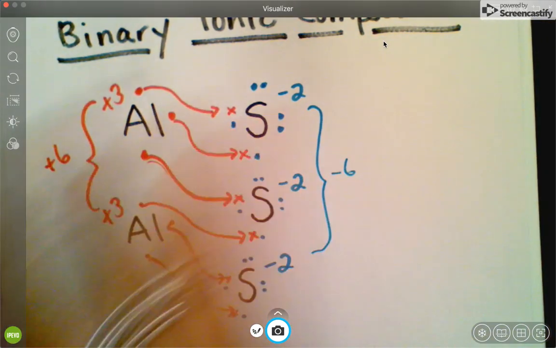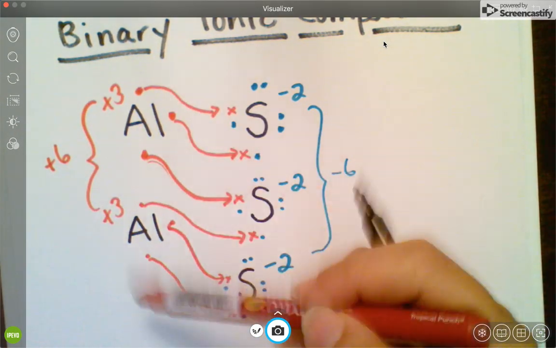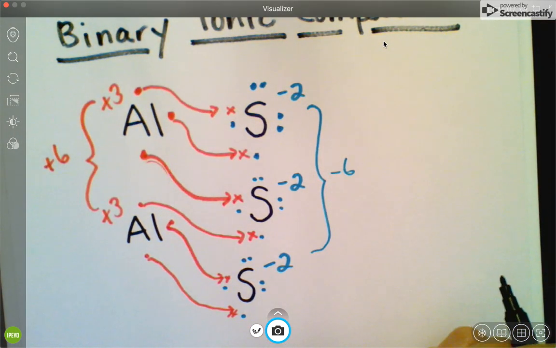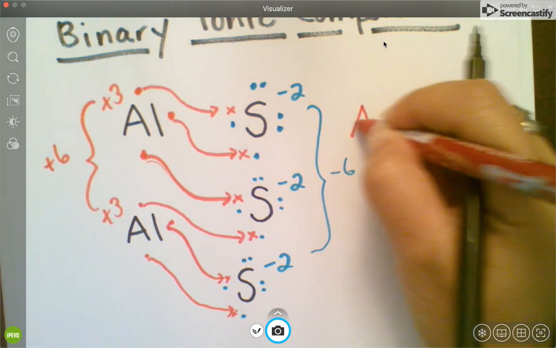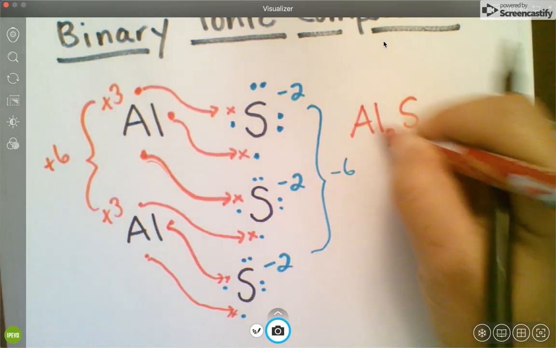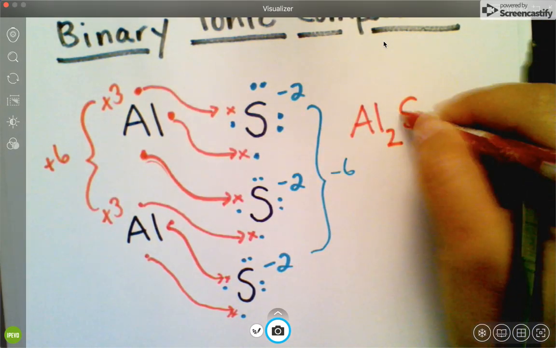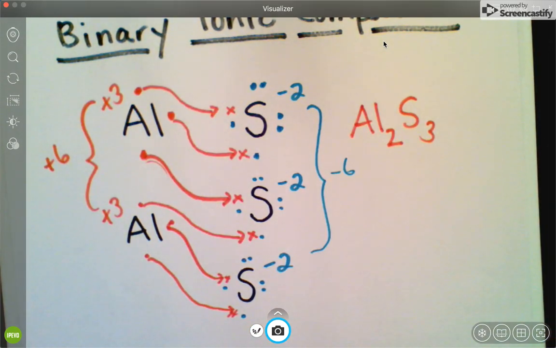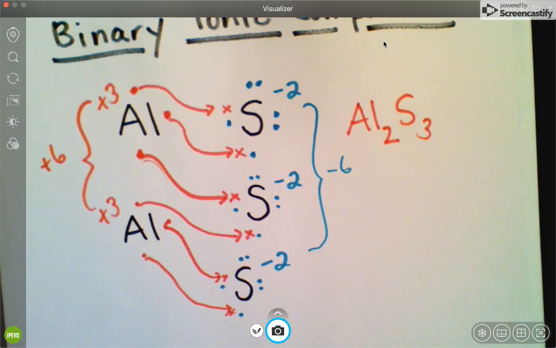Now we can see that it took 2 aluminum and it took 3 sulfur in order to make this work. So the formula would be Al2S3, 2 aluminums and 3 sulfurs. Now, this is a lot of work to always do to try and figure out the formula.